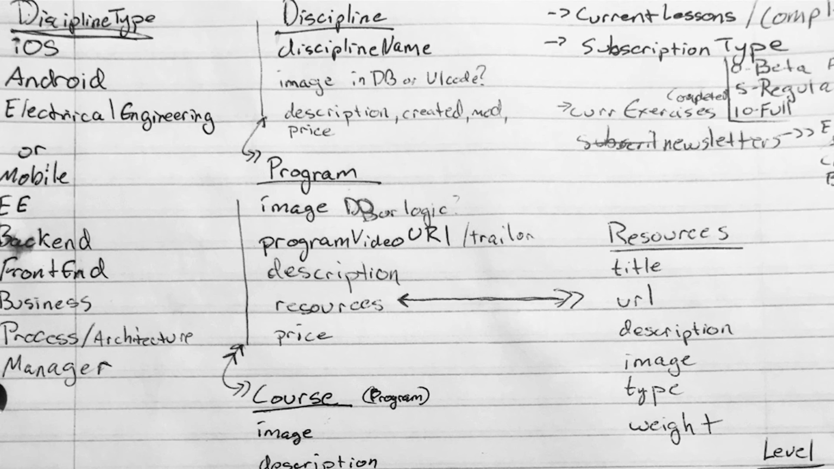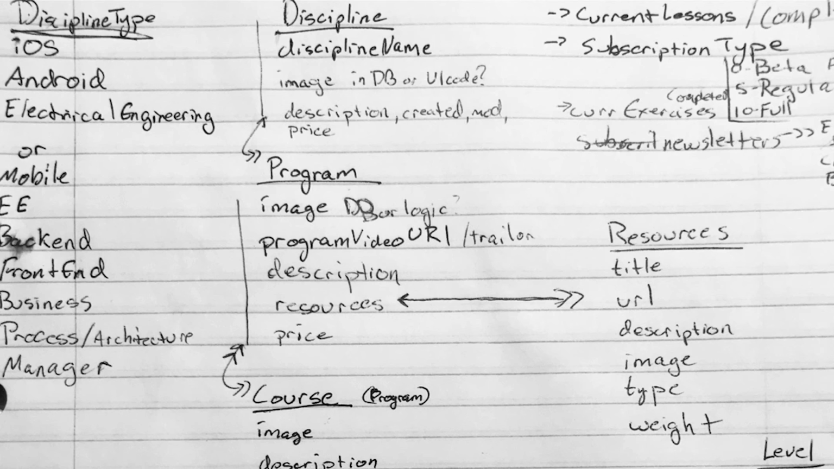And then under that, I have an arrow that points to programs, and it's actually a double arrow, which means it's a one-to-many relationship. So a discipline is going to have many programs in it. In other words, let's pretend we have a discipline called mobile developer, and as part of that discipline, we have programs in iOS and Android. So under programs, again, we might have a thumbnail or an image, maybe a video trailer, description.